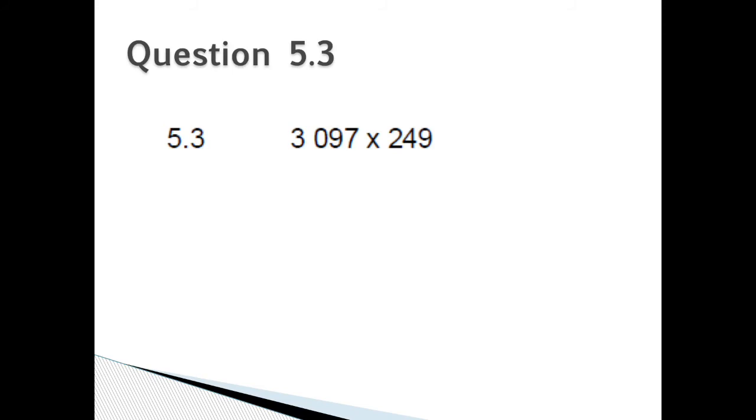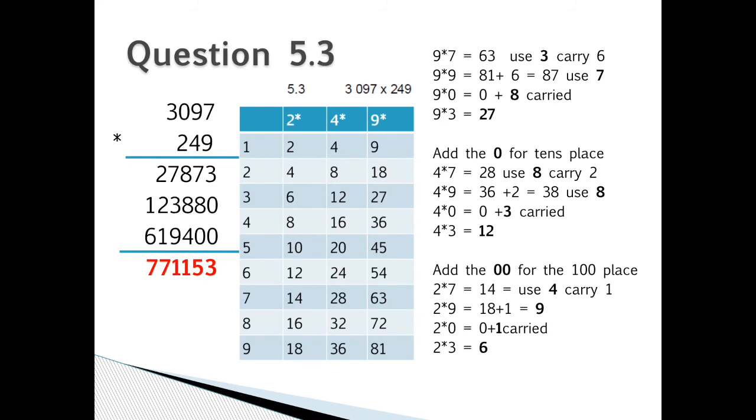3097 multiplied by 249. It is very important to know your times table. In this case, you need to know your 2, 4, and 9 times table. So your 2 times table is 2 times 1 is 2, 2 times 2 is 4, 2 times 3 is 6, 2 times 4 is 8, 2 times 5 is 10, 2 times 6 is 12, 2 times 7 is 14, 2 times 8 is 16, 2 times 9 is 18.